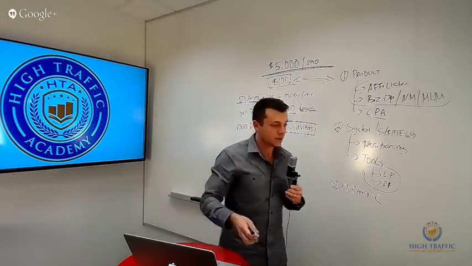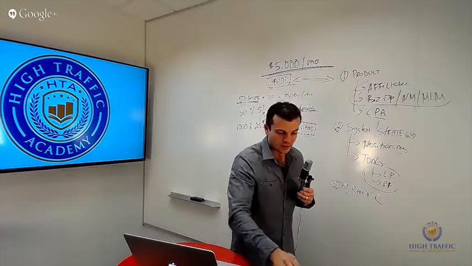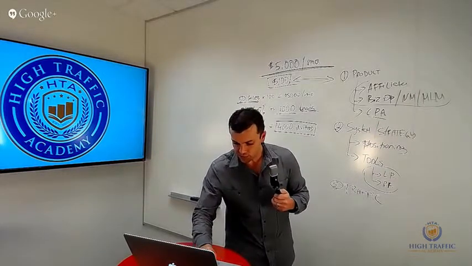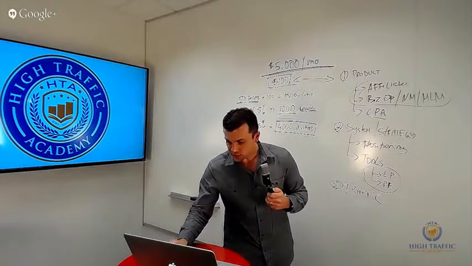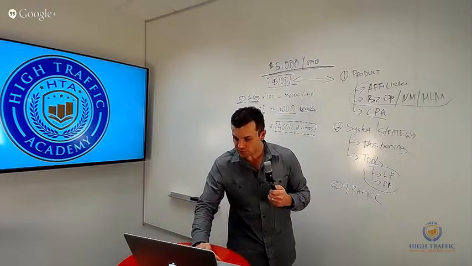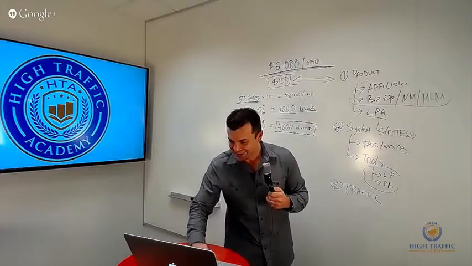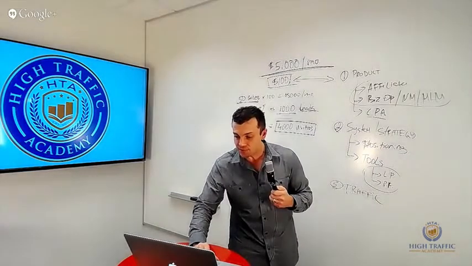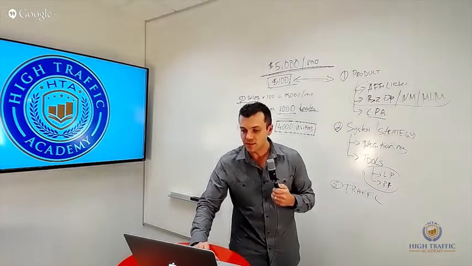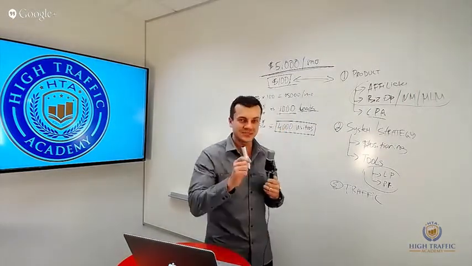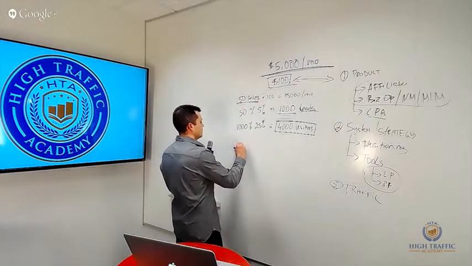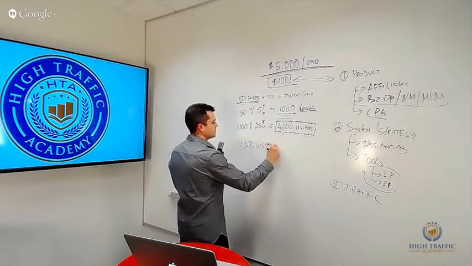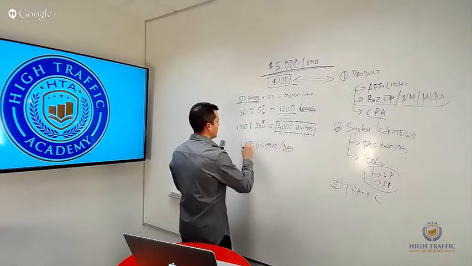Now, anybody got a calculator? Because I'm not that good at math. So hold on one sec here. I never try to do math on camera, and especially live. 4,000 visitors a month divided by 30 days, okay, let's say. We need 133 visitors a day, okay? 133 visitors a day. Are you with me?